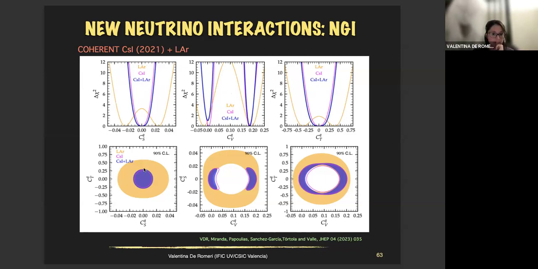When we allow for the presence of two interactions at the same time, again, the shapes change a bit more. And of course, we have more allowed parameter space. We have more free parameters. But the allowed parameter space is either, again, like a circular shape, or a donut shape, or eventually two separate islands when, for instance, the vector interaction is allowed.